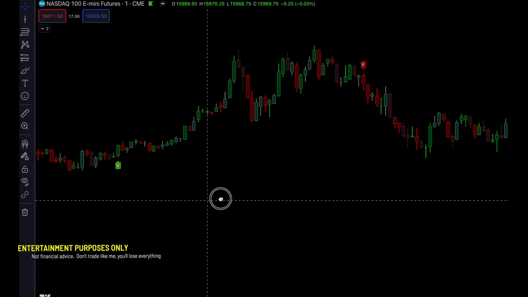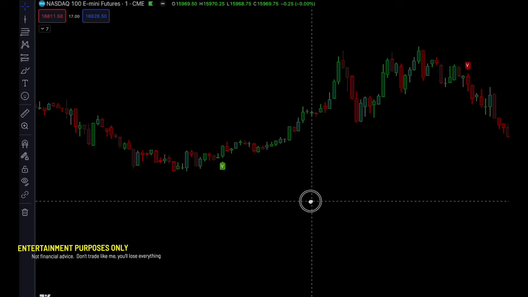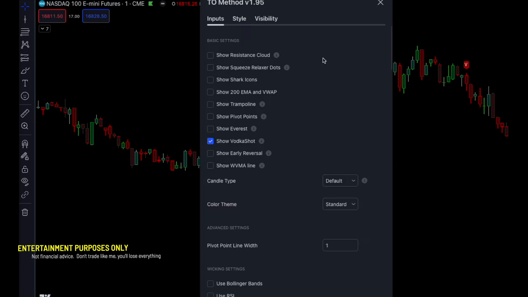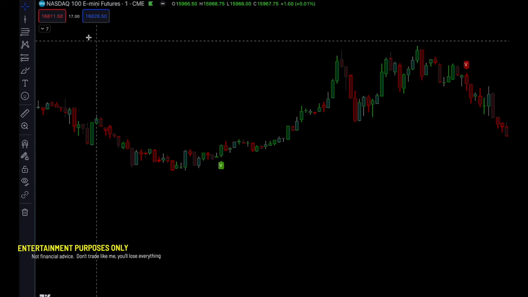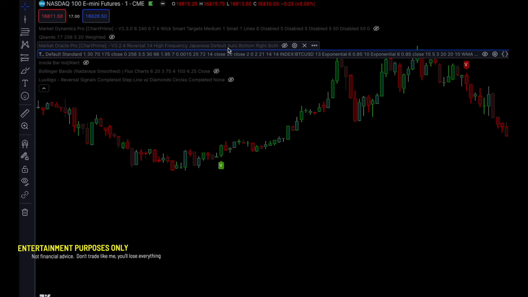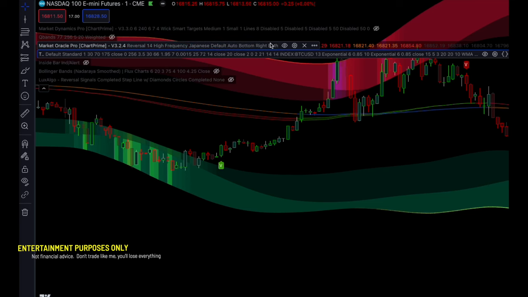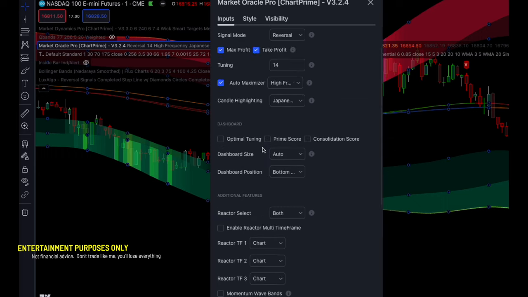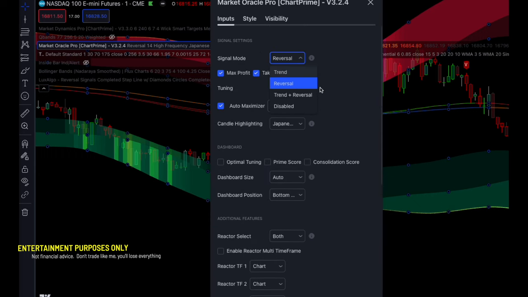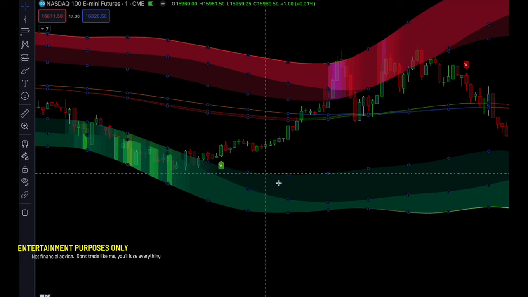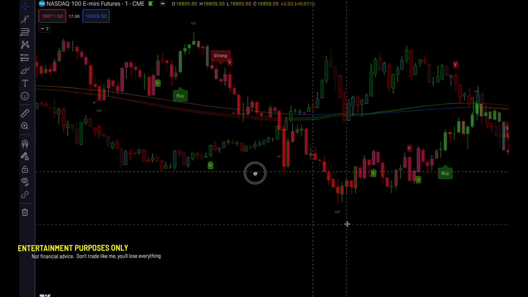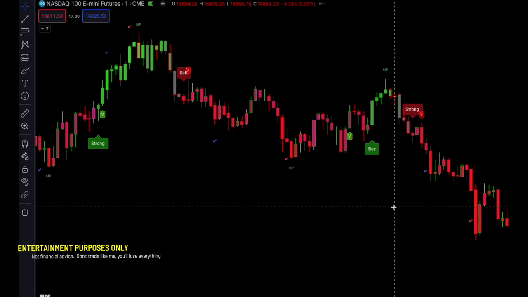The only thing that's not a reversal indicator is the V for vodka shot. You go into your settings, you show vodka shot. That's basically a trend indicator. It's going to be the same as if you turned on Chart Prime. Oh my God, that's so terrible. If you turn on Chart Prime and said, hey, I want a trend indicator, and then you kind of waited for it to update on your screen.